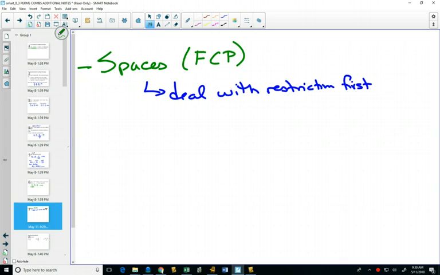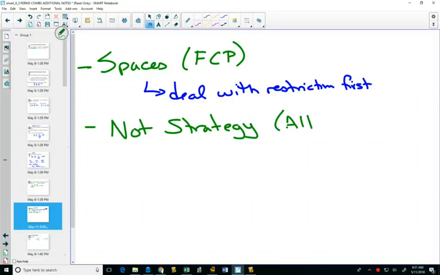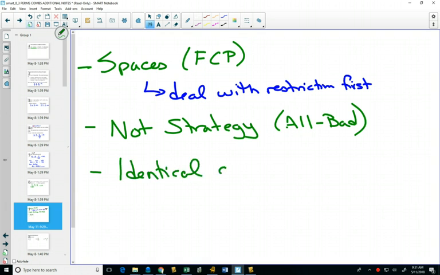We've also learned about, well, I'm going to write it as a strategy just today, the not strategy. All minus the bad. Sometimes it's going to be easier to count the bad ones and subtract it from all of them than it will be to count things directly. We haven't come across a question where that's been the easiest way yet, because our odd number one was still easier to count using restrictions, but it's another strategy that we can use. We've also had identical objects. Those are our Mississippi questions.